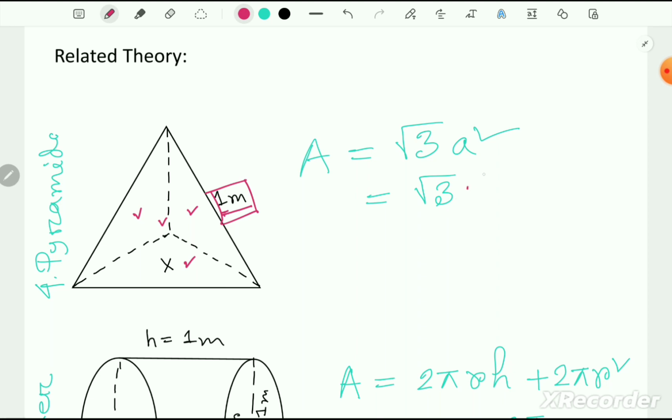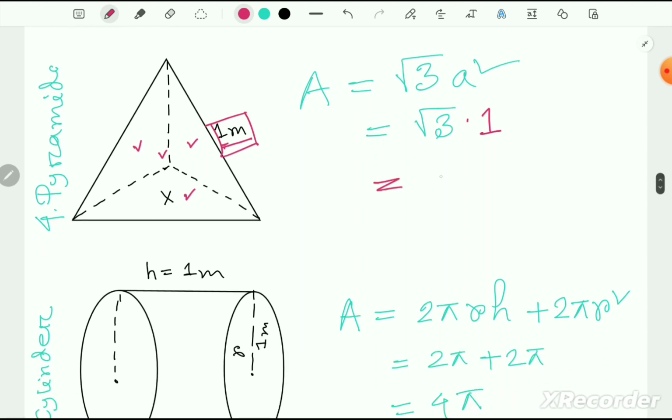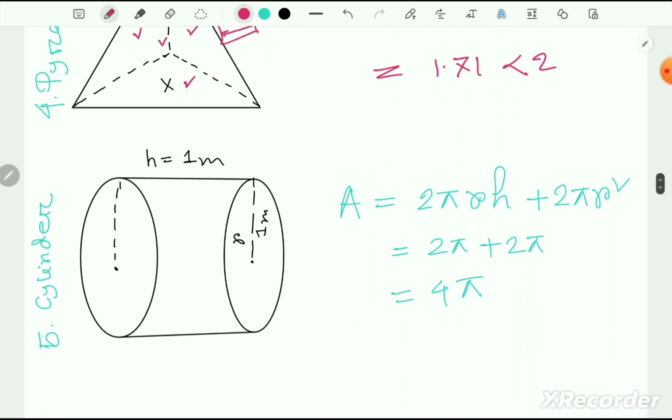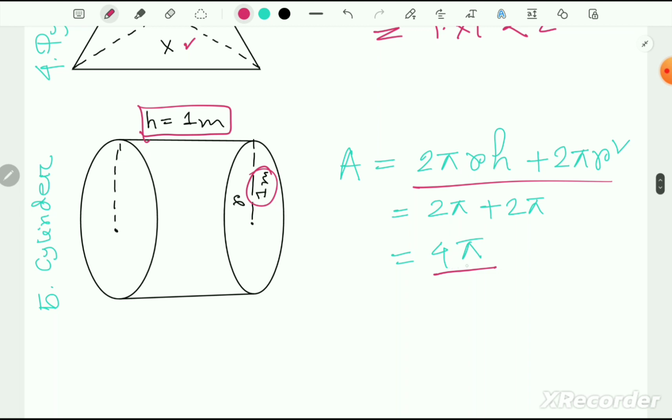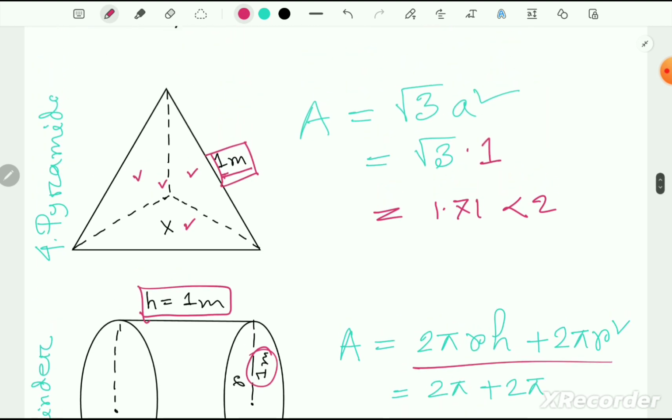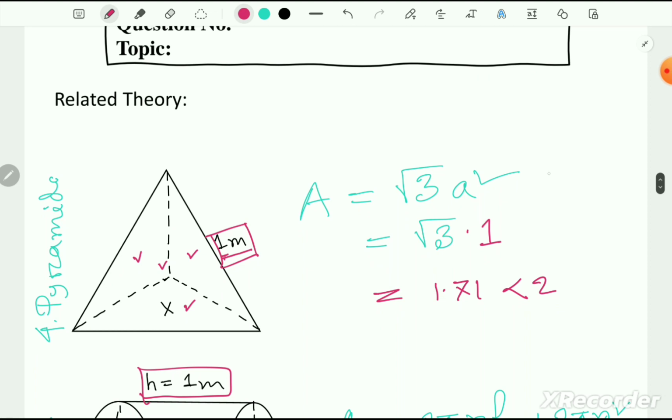So the value of a is 1, therefore it's root 3, and root 3 is actually less than 2, it's around 1.71. Okay, it's less than even 2. Cylinder, our last option was cylinder, which has a height 1 meter and a radius 1 meter. So we can use this equation to calculate the surface area, and it gives us 4 pi, so it's around 12 plus. So the least surface area we found is actually from the pyramid, so our option is 4.